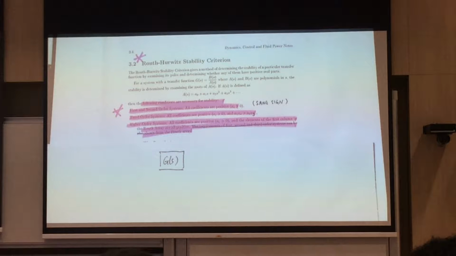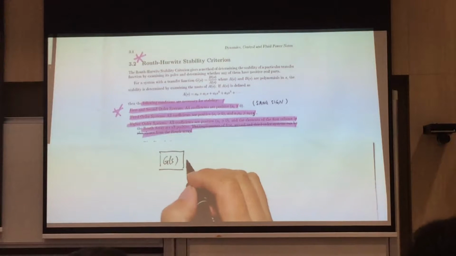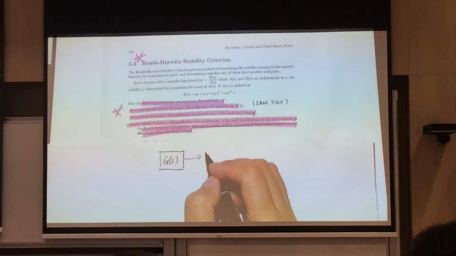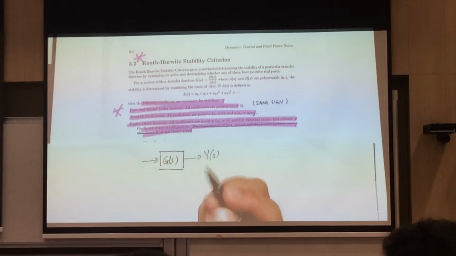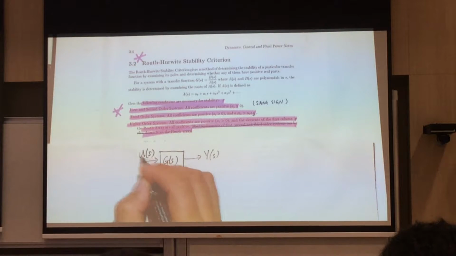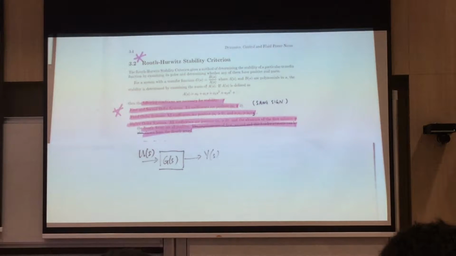So you have to be careful, if you are given a G(s) transfer function, is it open loop or is it closed loop? If it's open loop, the output will be Y, and the input will be U. U is also the controller output. So you just say that G has input U(s) and output Y(s).